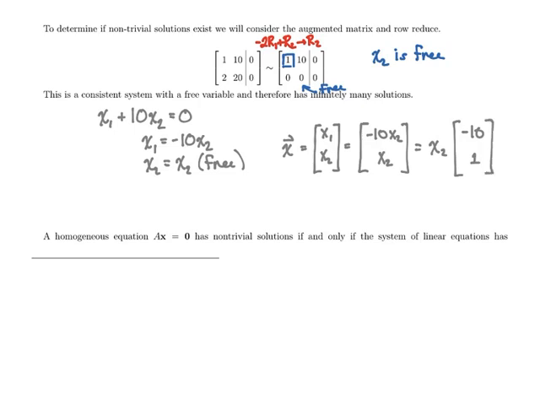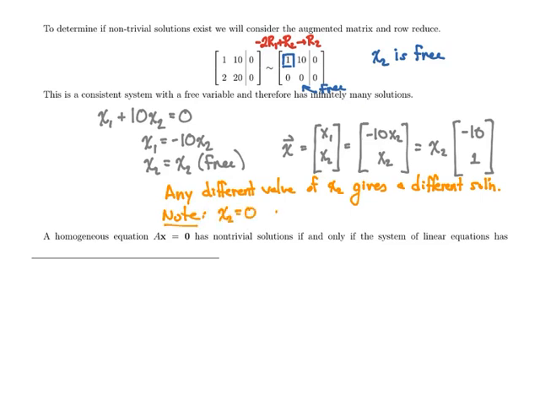So why does this represent infinitely many solutions? Because any different value of x2 gives a different solution. And note that x2 equal to 0 gives the trivial solution. So that trivial solution is part of our answer that we wrote down here.